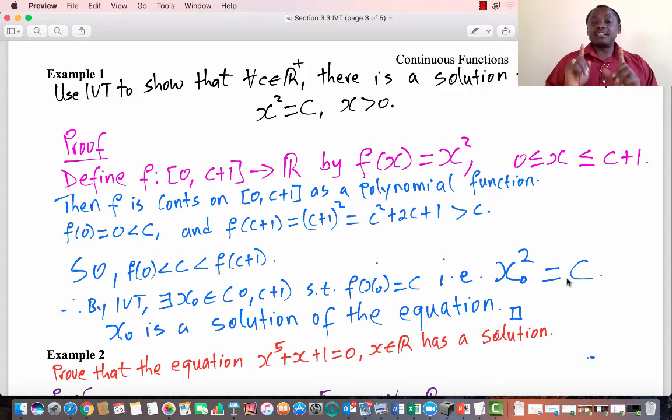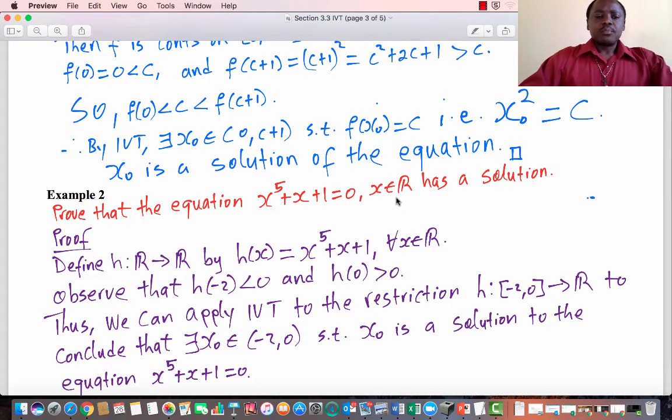Now, recall that this is not a constructive proof. This is a non-constructive proof. Finding the particular x naught is a whole different question. In this proof, we have simply established the existence of such a solution, but we haven't found the solution itself.